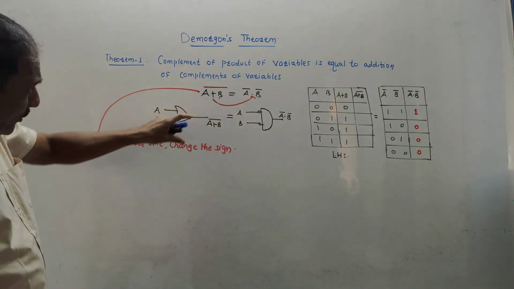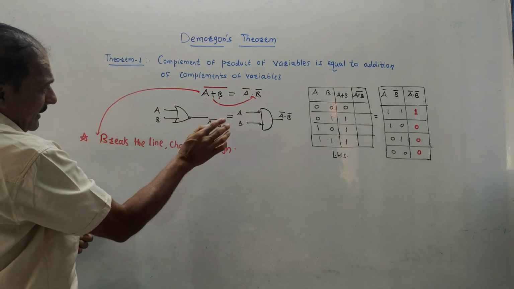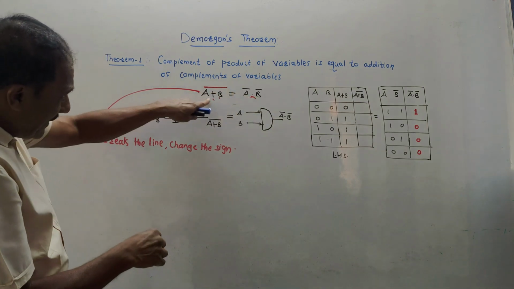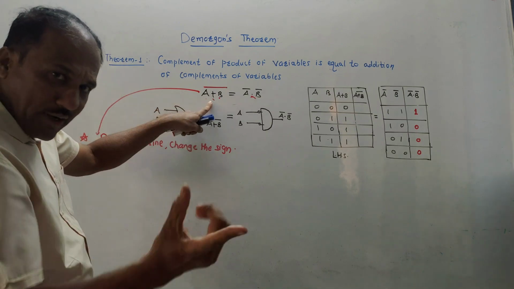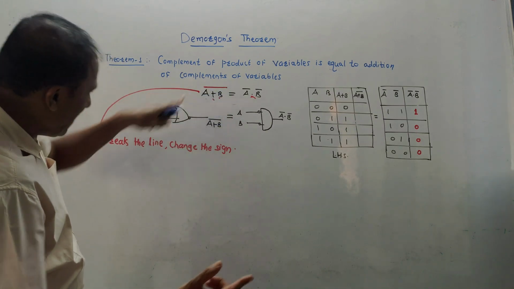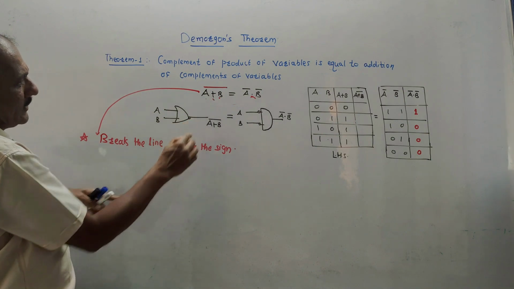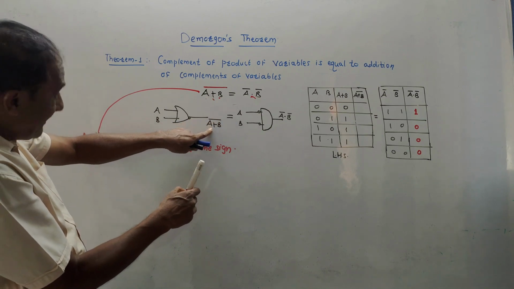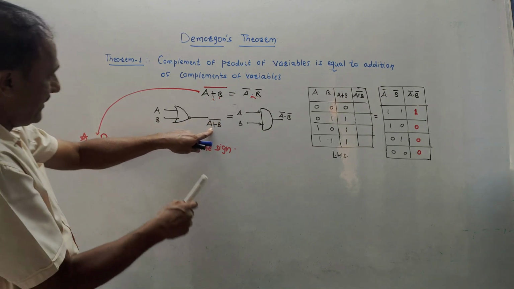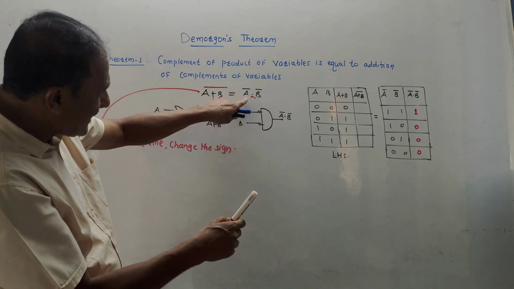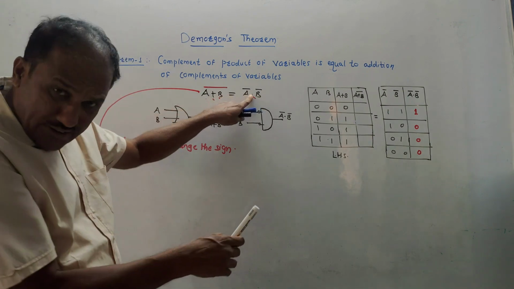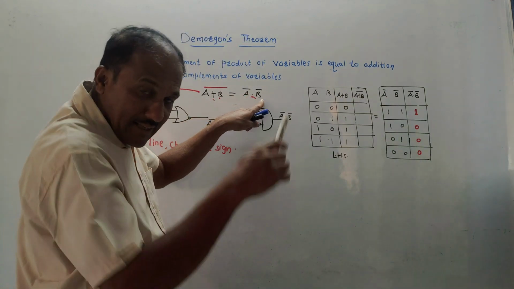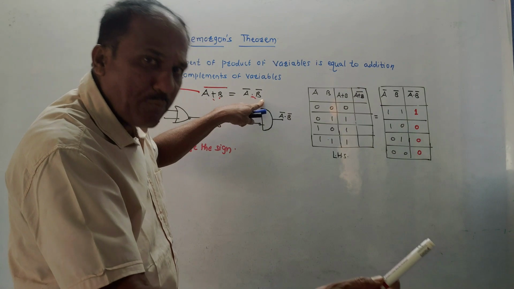Now, how to prove it mathematically? Consider the LHS part. The LHS part is A plus B complement. It is A plus B, that means I have to use an OR gate, and it is complemented. So I have drawn one NOR gate. The output of the NOR gate indicates A plus B bar. This is the standard equation of the output of a NOR gate. A plus B bar. At the RHS, I have A bar into B bar. The dot sign, multiplication, indicates we have to use an AND gate. That means initially we have to take the complement of both the inputs.